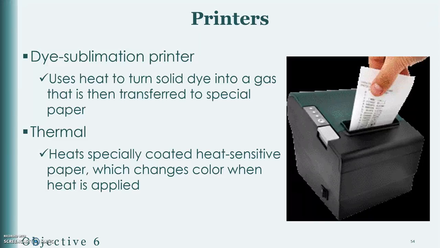Dye sublimation printers use heat to turn solid dye into a gas that's then transferred to special paper. Okay. And then we have thermal printers that create an image by heating specially coated heat-sensitive paper, which changes color when heat is applied. So where do you think you might find these types of printers? Usually at a restaurant or at Walmart.